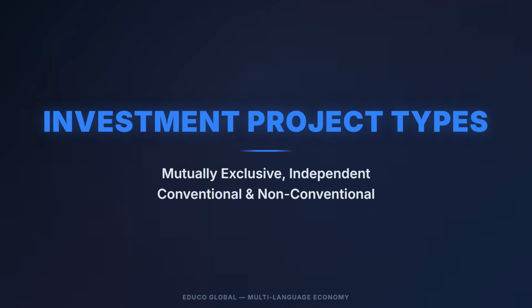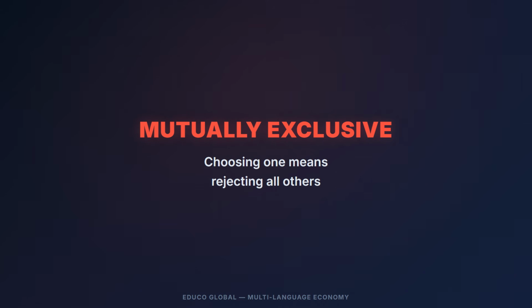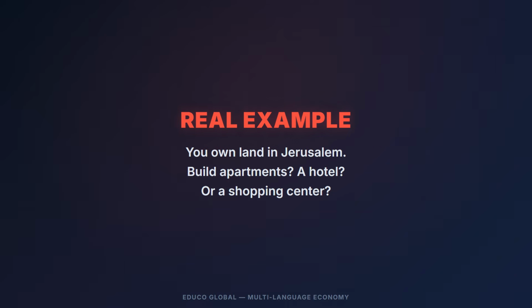Mutually exclusive projects are investments where choosing one automatically eliminates the others. You can only pick one from the group. Imagine you own a piece of land in Jerusalem. You could build apartments, a hotel, or a shopping center. You can only choose one. The land can't serve all three purposes simultaneously.